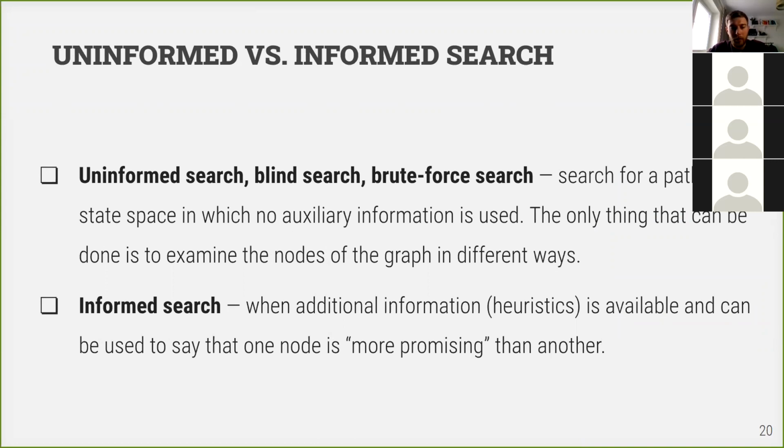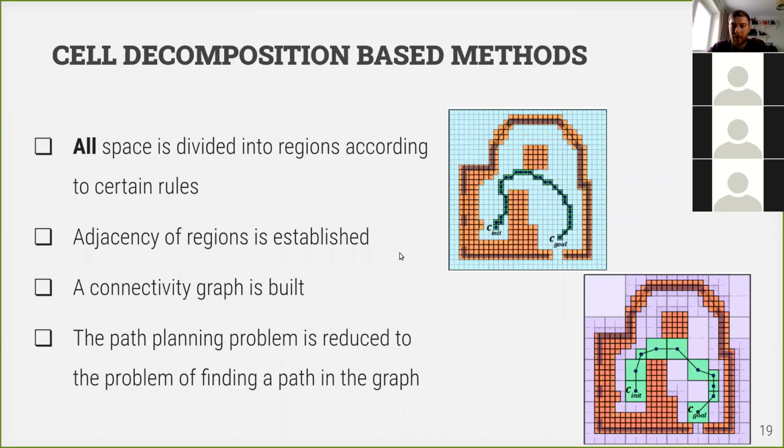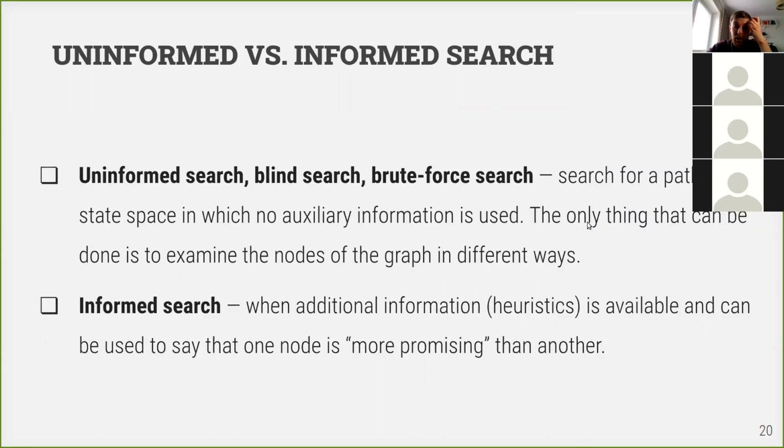So first of all, there is uninformed and informed search in a graph. Uninformed search, or blind search, also called brute force search, is a search for a path in a graph or in a state space in which no additional information is used. So we know nothing about our environment except the graph itself.